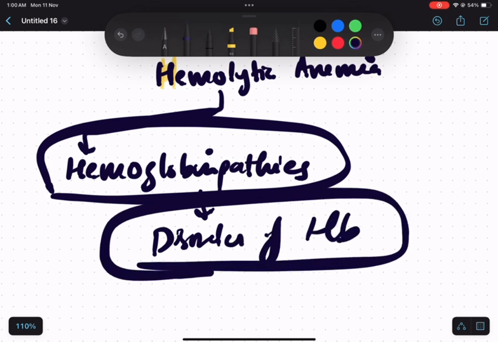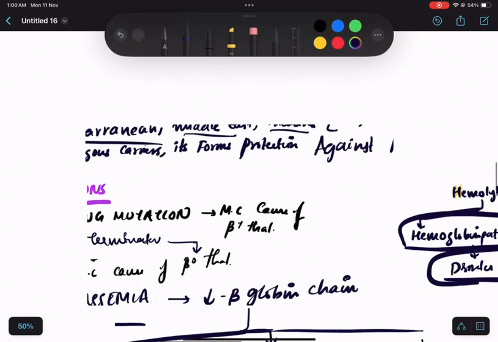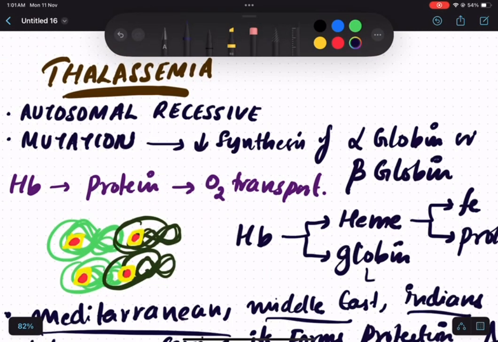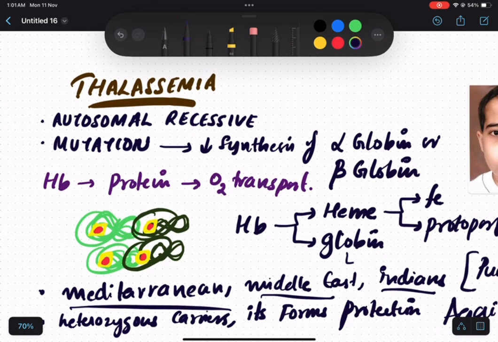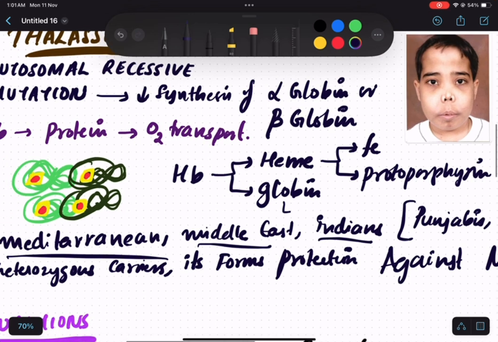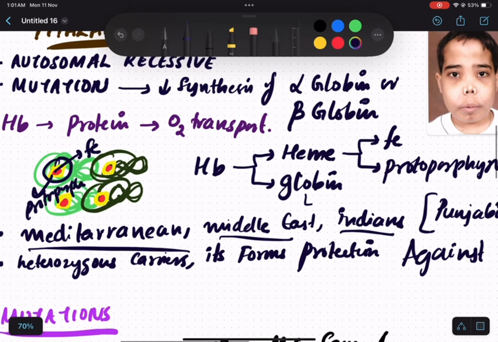First of all, what is hemoglobin, right? Hemoglobin is a protein which helps in oxygen transport. And this hemoglobin consists of two parts, the heme as well as the globin part. The heme part consists of the iron as well as the protoporphyrin. We can see here iron and the protoporphyrin. Normally the hemoglobin consists of two globin chains, alpha as well as beta. There are two alpha as well as two beta globin.